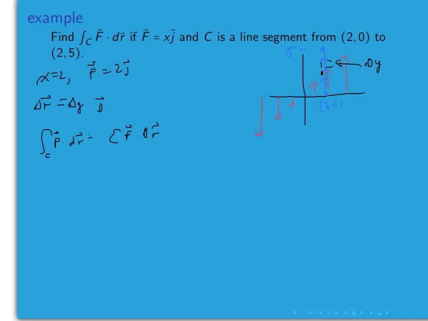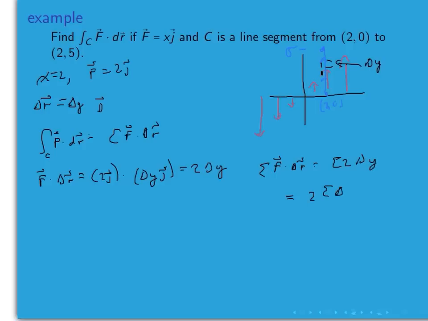Okay, and then I let the size of the delta r's go to 0. Well, let's think about f dot delta r for just a minute. This is, in this case, 2j dotted with delta y j. And so when I take that dot product, I simply get 2 times delta y. So this sum, f dot delta r, simply turns into a sum of 2 times delta y. So let's distribute out the 2, and I get 2 times the sum of the delta y's.